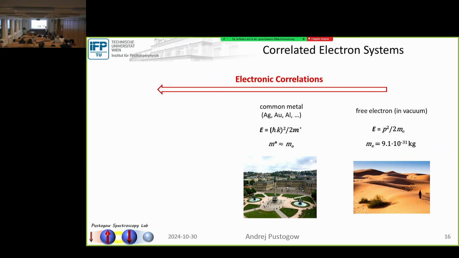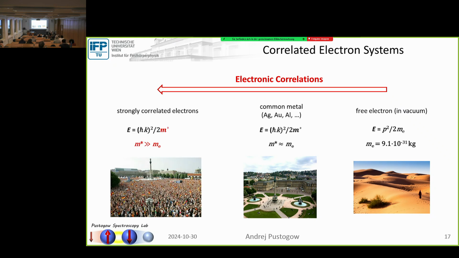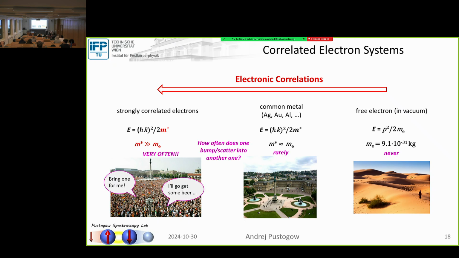You can consider it like humans, who are not walking around very densely. They see each other, but they do not very strongly affect each other. If we have a lot of them, then the motion of one particle is affected strongly by all the other particles, and this can be described by an effective mass much bigger than the free electron mass. And in heavy fermion systems, this can be even 1,000 times bigger than the free electron mass.